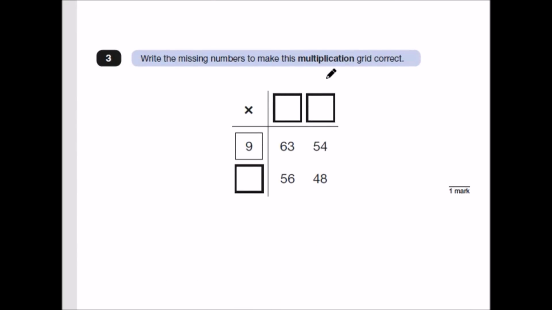Number 3, write the missing numbers to make this multiplication grid correct. Alright, so what's happening here? So we have 2 numbers across and 2 of the corresponding column and rows will connect to make a number in each of the 4. So you can see that this 9 times something gives us 63. Well, if you know your 9 times table, you'll know that would be 9 times 7. It will make 63. Now 9 times something will make 54. Well, you got 1 back, it's 9 times 6. Now, this will work for either 7 or 6, depending which one you use. Let's do 48. 6 times what gives us 48? Well, 6 times 8 will give us 48. Good.